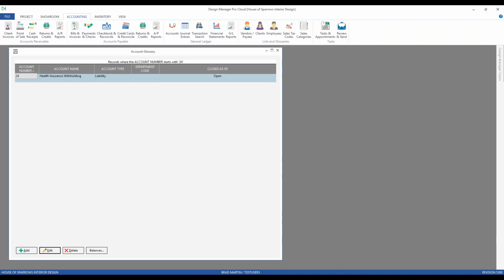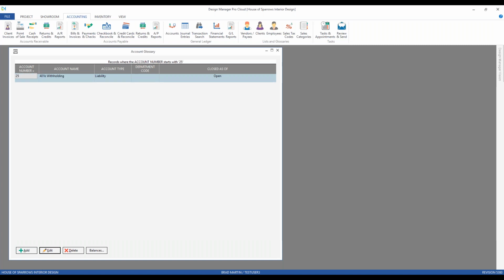Next, let's look at our health insurance withholding account. This is a liability account. If your employees contribute to their health insurance directly from their paychecks, you'll want to record that amount into a liability account, as your company will ultimately use the funds along with any amount that you provide for insurance as an expense when you go and pay your health insurance premiums. So we have our 24,000 health insurance withholding liability account. Liability, why? Because eventually you're going to owe those funds.